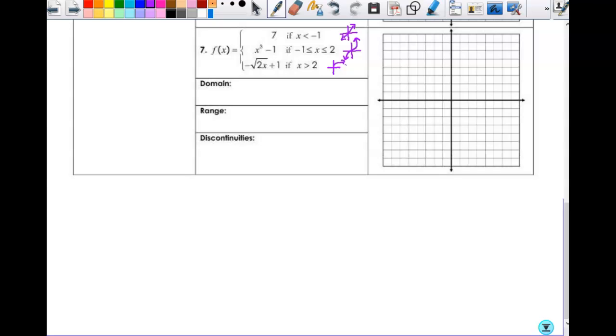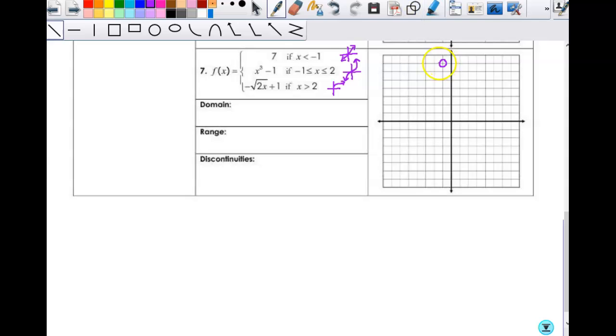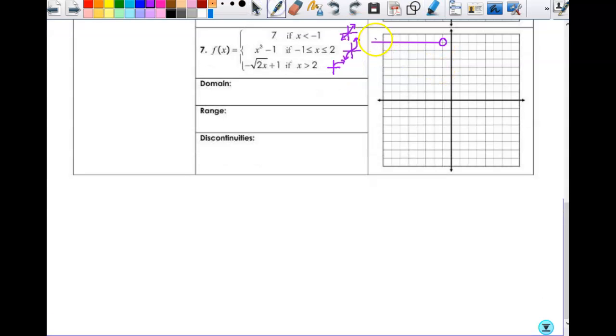Skipping 6. All right, so that -1. When x is less than -1, y is equal to 7. So at -1, I go to 7. Is this opened or closed? Opened. And then what does the rest look like to the left? Straight line. Okay, all lines are straight. Give me some different words. Horizontal line. Good. All right, so horizontal line. Here we go.